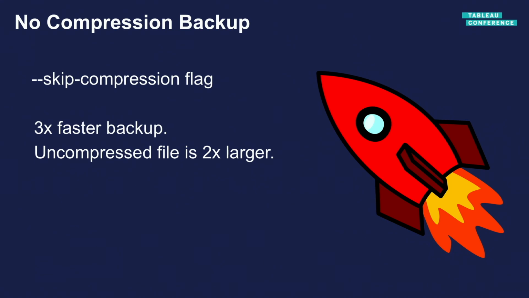No compression backup. Backup can take a long time. Maybe some of you have experienced this. And for some server administrators, it is more important that backup completes quickly than that the file takes up a smaller amount of disk space. So you can run backup with the skip compression flag. You get about a 3 times faster backup with an uncompressed file that is 2 times larger.